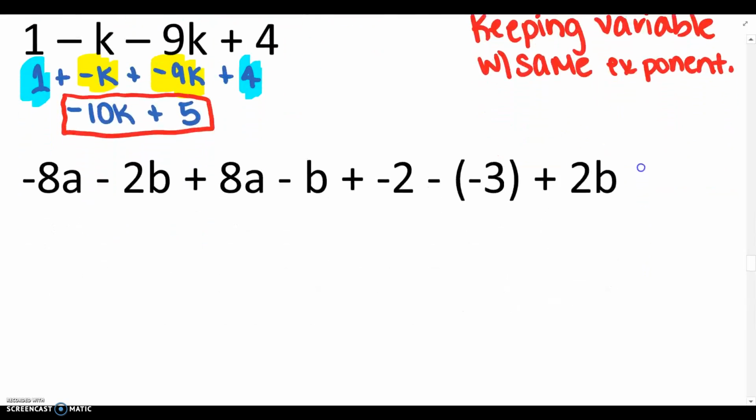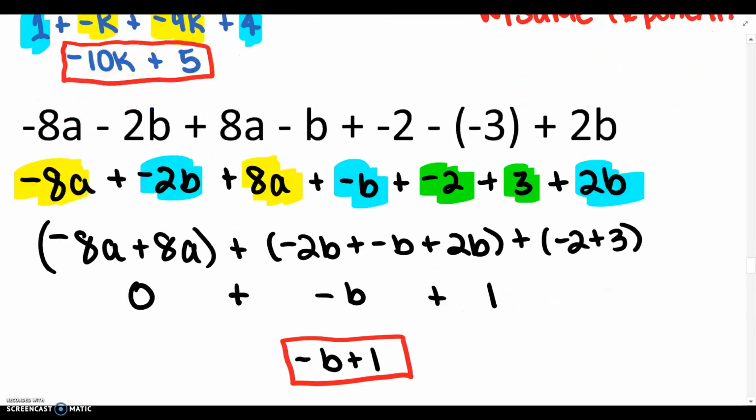Again, make sure you're changing subtraction to addition. That's super important. You should end up with -b plus 1 here. Notice that I showed you how you can come in and group all of your like terms if you like doing that better than using color. Whatever way you like to approach this is fine. Also notice that if you have a negative and positive amount of the same number of variables, they will add together to equal 0. So the -8a and positive 8a equaled 0, and the -2b and the positive 2b equaled 0. And you are left with -b plus 1.